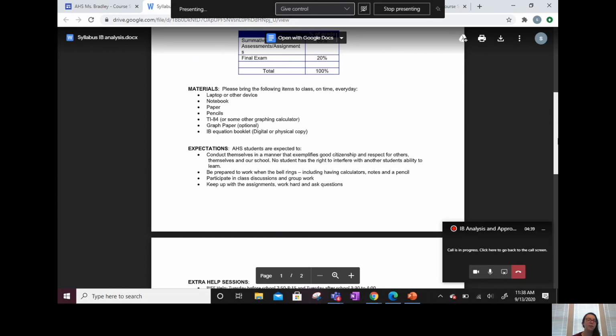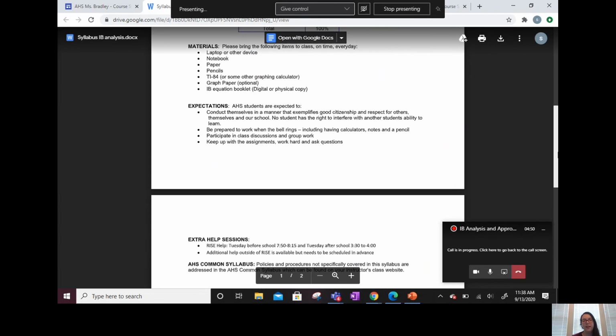I also recommend them maybe getting graphing paper because we are going to be graphing with functions and other topics we talk about this semester and next semester. And then finally, I highly recommend they print out the IB equation booklet. It's located on my OneNote that they have access to, and this is the equation booklet they will have access to on the IB exam. So I think it's a great way for them to get used to reading through that, so they have an idea of what equations will be provided for them and what they actually need to memorize.